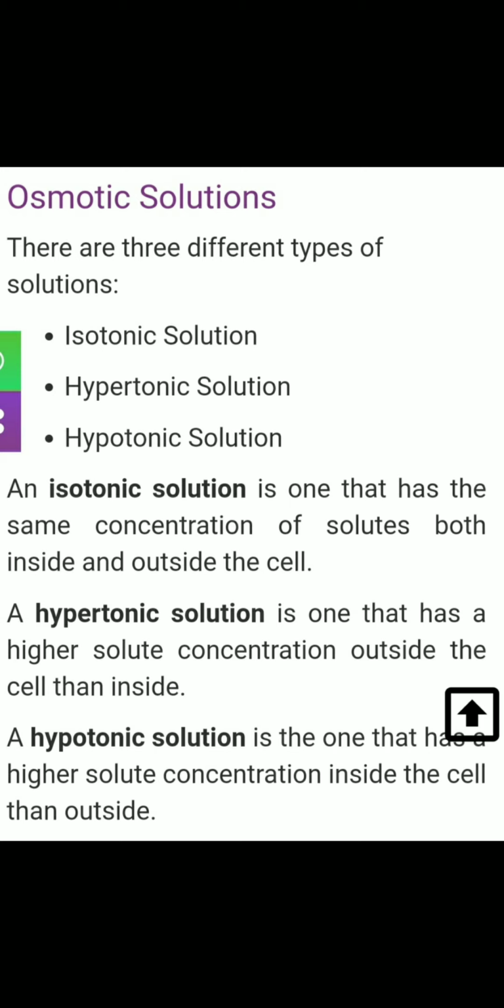An isotonic solution is one that has the same concentration of solute both inside and outside the cell. Now if we put the cell in a solution whose solute concentration is less than the inside environment, that means the solute concentration is high inside the cell and low outside the cell, then as the solute concentration is low outside, the solvent concentration, or you can say the concentration of water, is high outside the cell and less inside the cell, and at that time the water will enter into the cell.